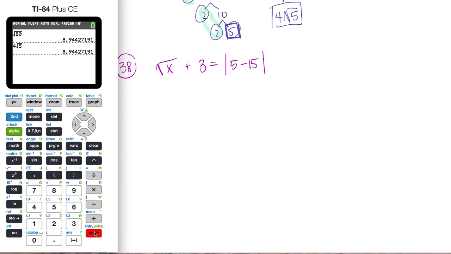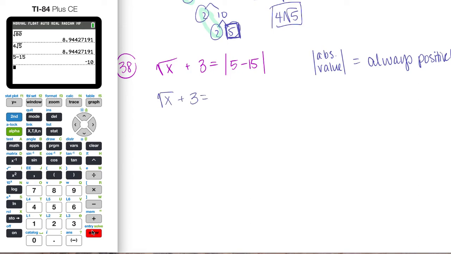Last one. All right. The vertical lines mean absolute value, which is always positive. So 5 minus 15 is going to give us negative 10. So we're going to have the square root of x plus 3 equals the absolute value of negative 10. Since it's an absolute value, that means it's positive 10. So we're going to drop the absolute values and drop the negative.